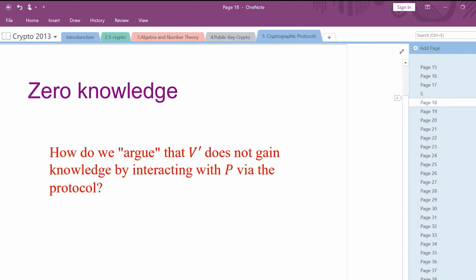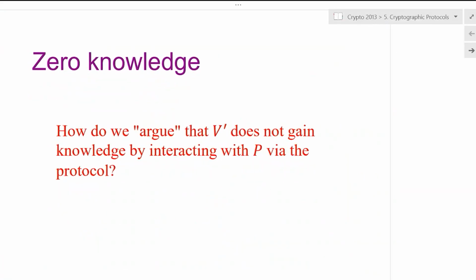So far everything looks okay. We have some mechanism that looks like it can catch this sort of dishonest prover. But another thing that is very interesting to discuss is, suppose the prover is not a dishonest prover. The prover is Alice.